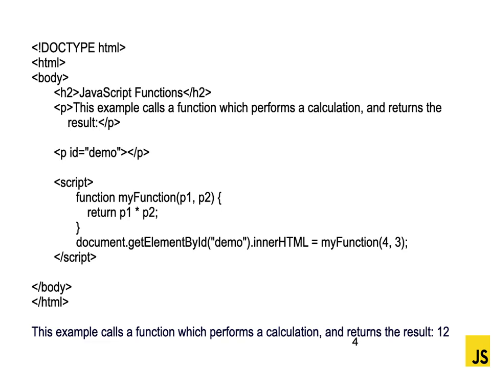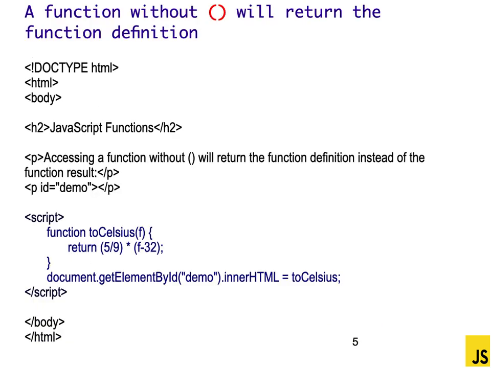Suppose when we are calling my function 4 comma 3, we are not specifying 4 comma 3 in parentheses, only the name of the function, that is my function, without brackets and without 4 and 3. Then that particular statement will retain the function definition. That means function my function p1 comma p2, that is a function definition. So in this example, the function definition is retained. Suppose a function without parenthesis is there when we are calling that particular function.